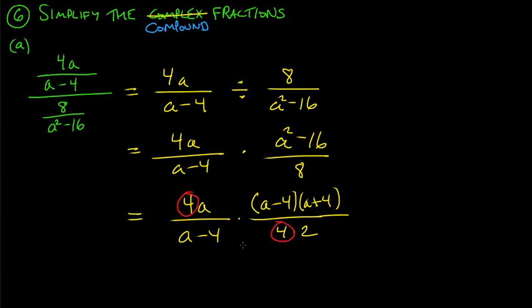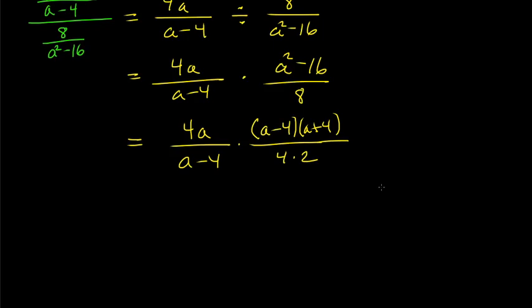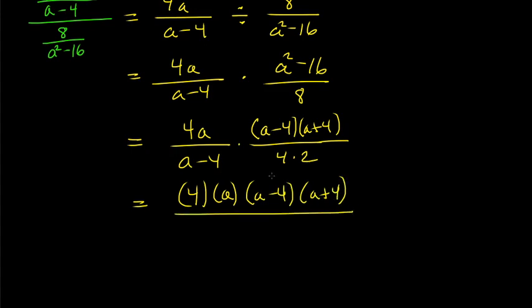And maybe before I do that, let's write this all as one big fraction now. So we have 4 times a minus 4 times a plus 4. That's the numerator. The denominator is 4 times 2 times a minus 4. I'll just put the 4 and the 2 in front. Okay, so now we can cancel the 4's. And we can also cancel a minus 4. And I think that's it. That's all that cancels.